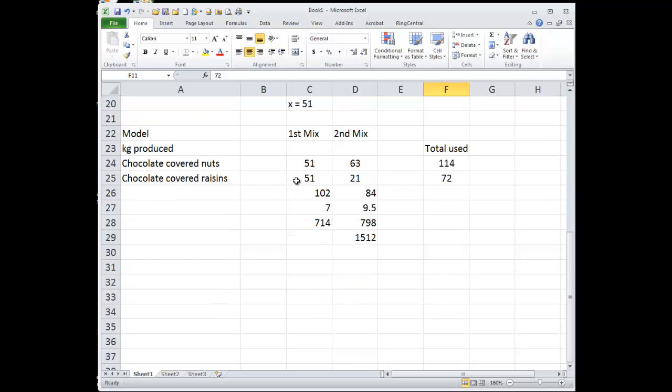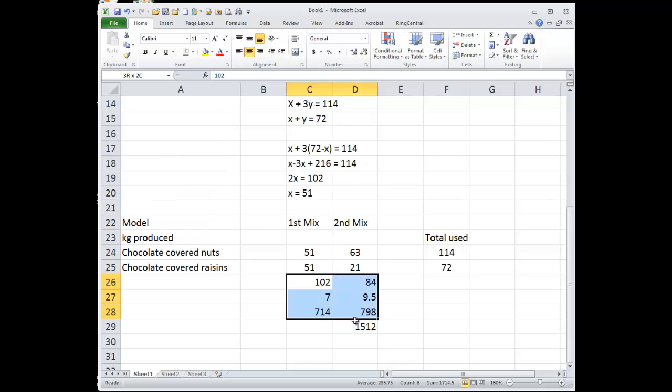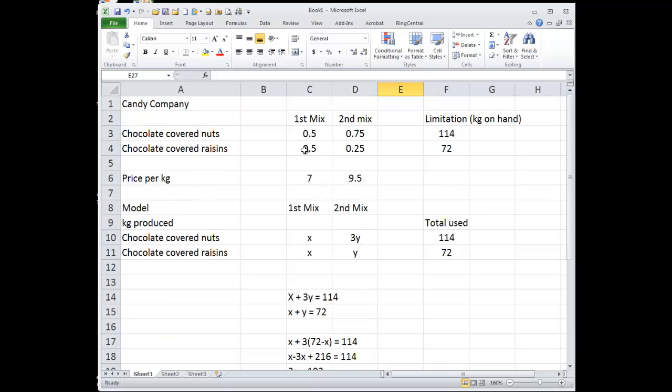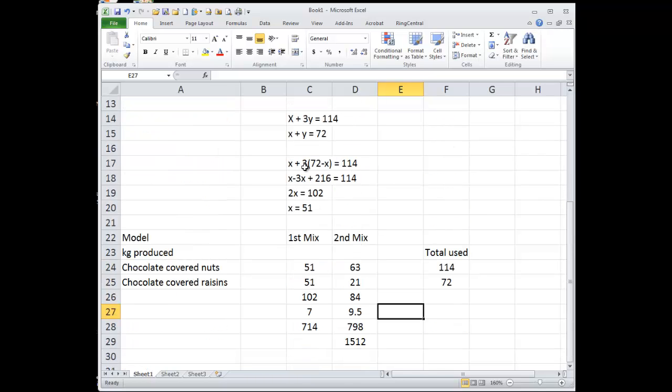So we go back in, and we're going to have 51 kilograms in the first mix. So let's look up here. So then, what is Y? Well, X plus Y equals 72, so here Y is 21, right? Y is 21, and 3 times Y is 63. So we used up all of our combinations.